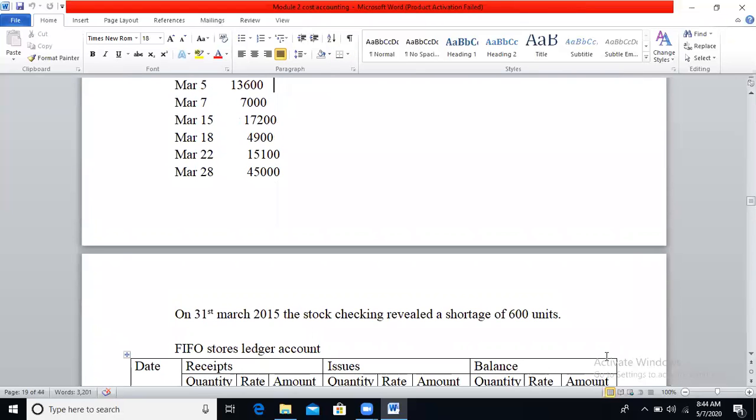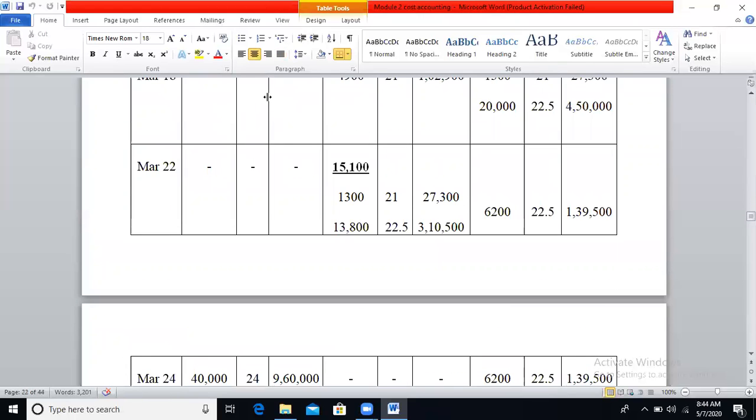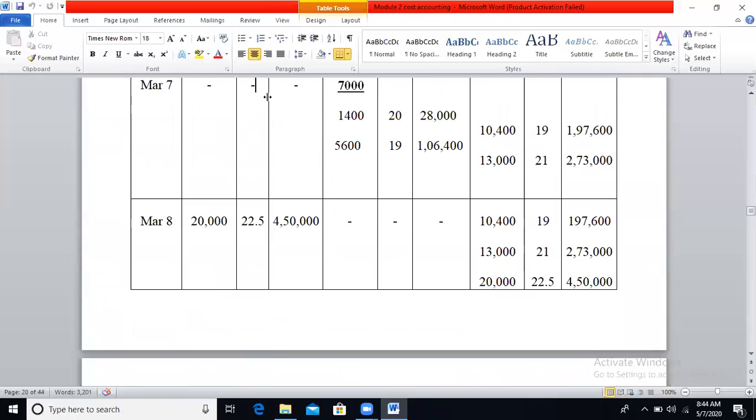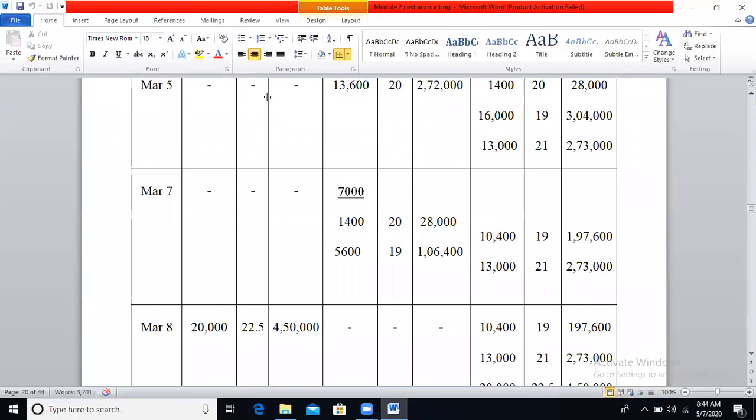The next transaction is March 7th. We are once again issuing 7,000 units to the production department. So at what price will you issue? See the balance column. We have 1,400 units in the first balance at 20 rupees. So first you will issue these 1,400 units at rupees 20. The value will be 28,000.